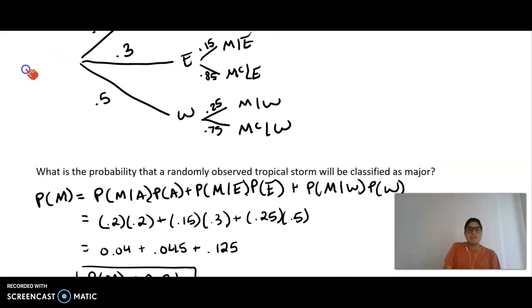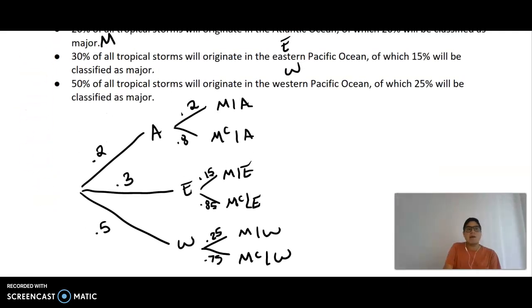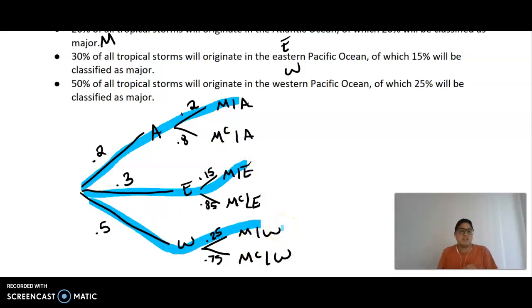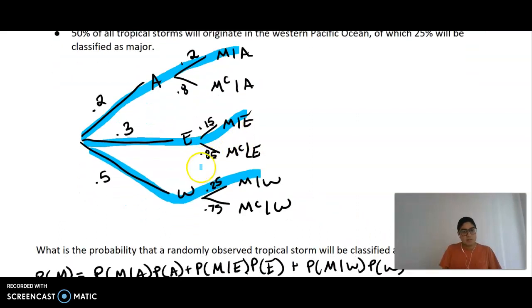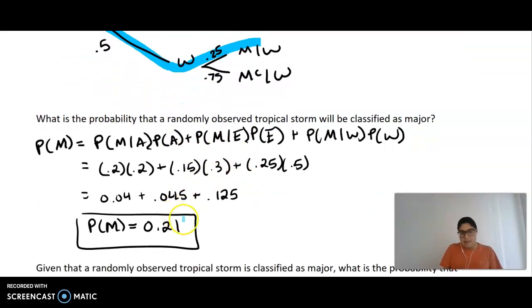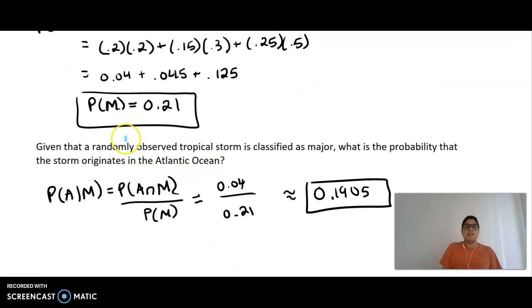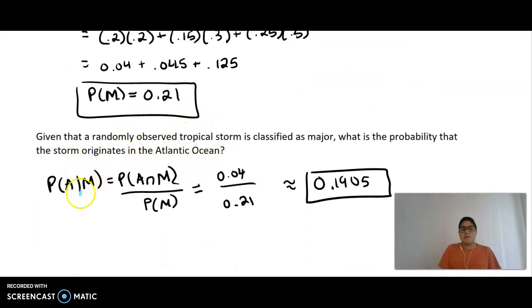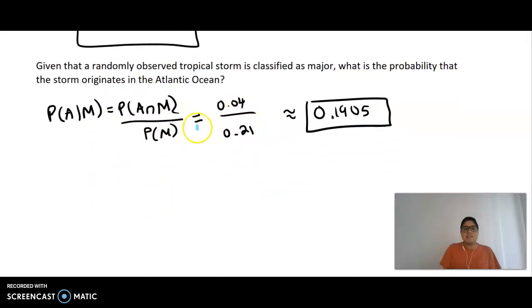So really, here in the first question, to find all the ways it could be major, I am just going to take Atlantic in major, Eastern in major, Western in major. So the 3 different branches that will give me the total probability of being a major storm. And that should have been about 0.21. And then here at the bottom, it says given that it's major, so that's going to be the bar and then our condition, so that'll be our denominator. What is the probability it's from the Atlantic? So then we have this here.